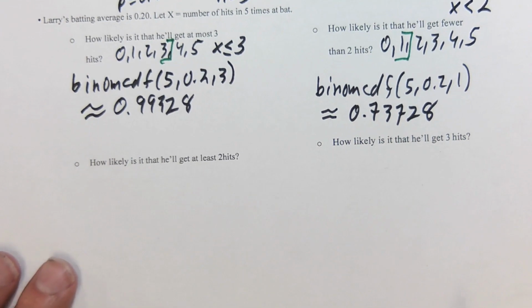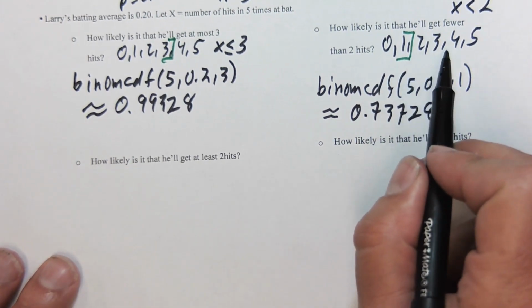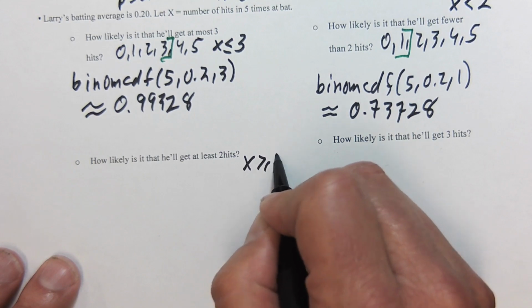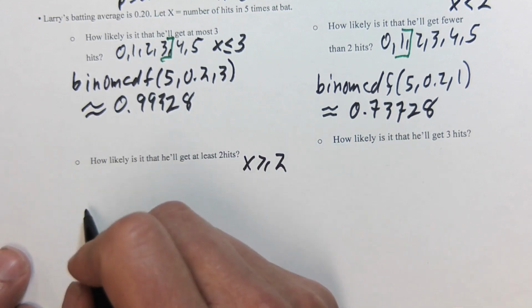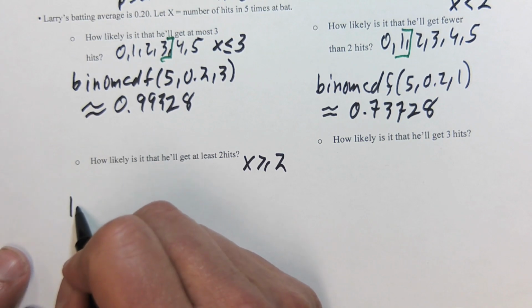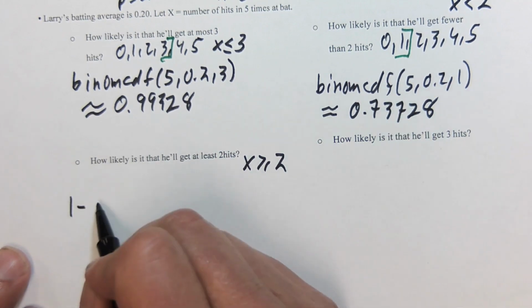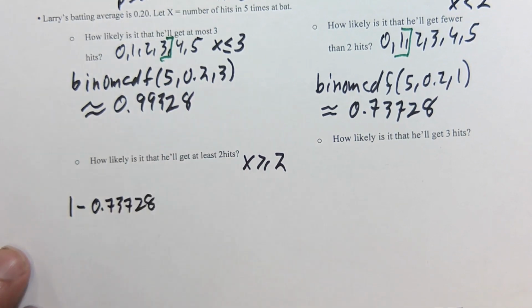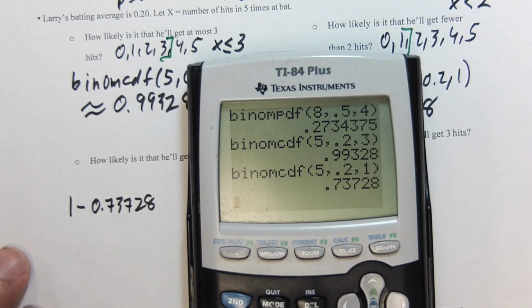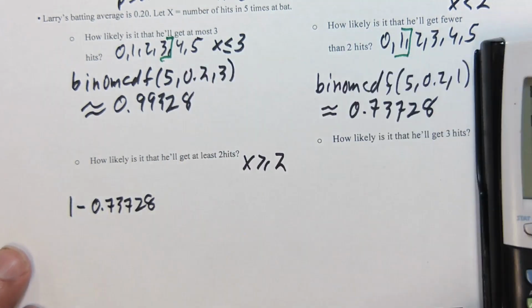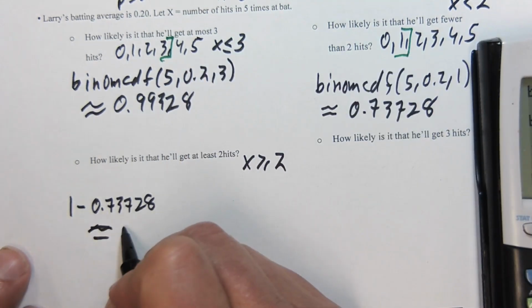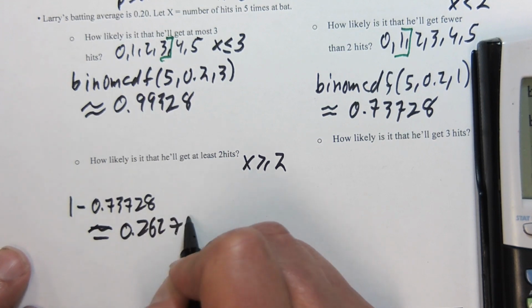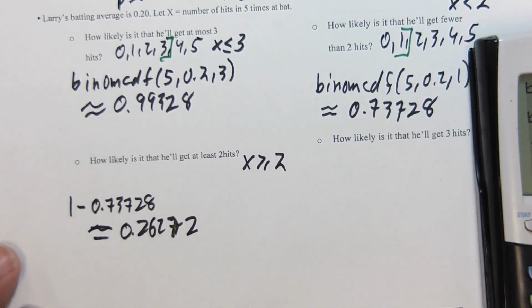How likely is it that he'll get at least 2 hits? Do you see that that's exactly the opposite of this one here? At least 2 hits? So I'm going to do a little trick here. I'm actually going to go 1 minus this previous problem here, because it's exactly the complement. So this is exactly equal to 0.26272. So these two are complements.